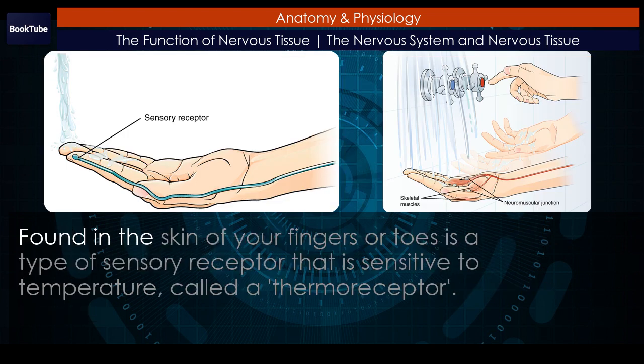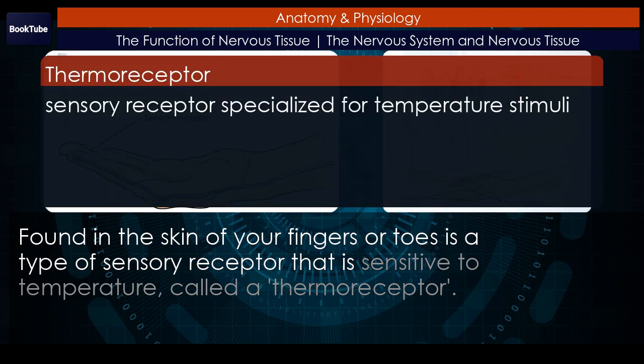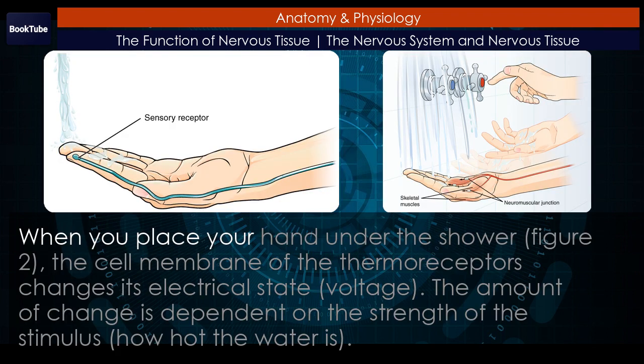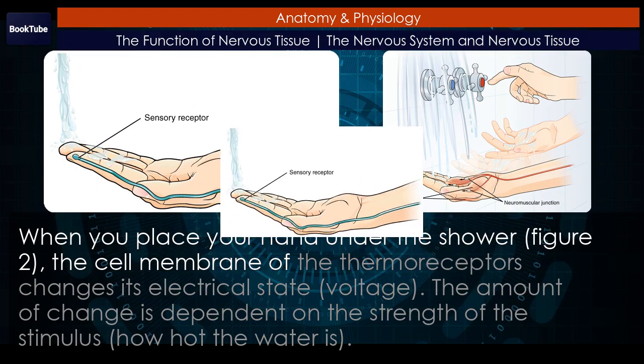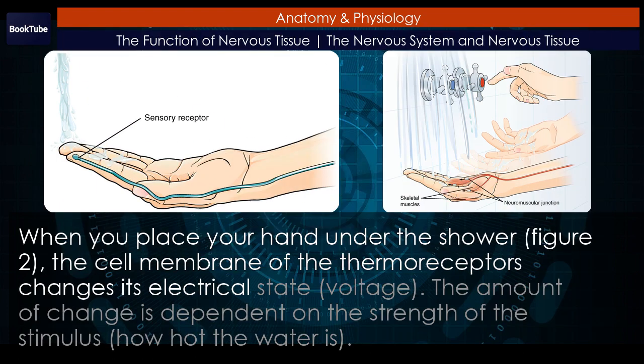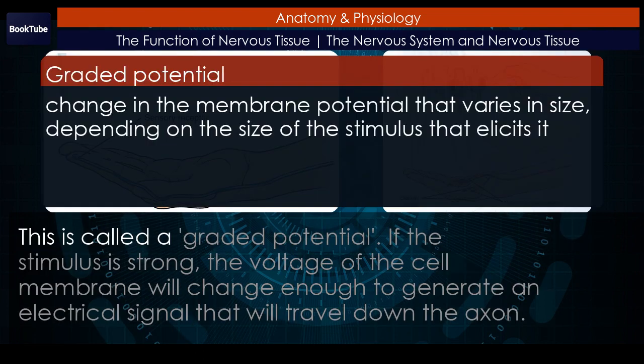Found in the skin of your fingers or toes is a type of sensory receptor that is sensitive to temperature, called a thermoreceptor. When you place your hand under the shower, Figure 2, the cell membrane of the thermoreceptors changes its electrical state, voltage. The amount of change is dependent on the strength of the stimulus, how hot the water is. This is called a graded potential.